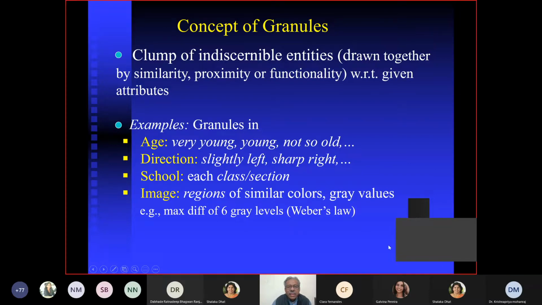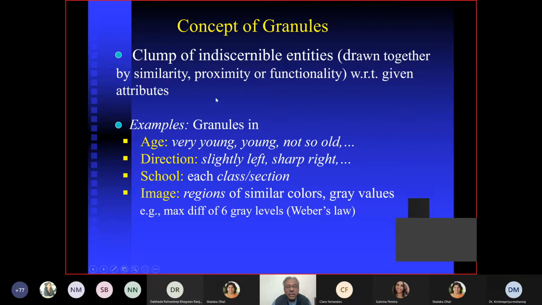Similarly, in a school, each class or section can be called a granule, because that section in the class is determined either by age group, or by marks obtained in the previous class, or by sex, and so on. Similarly, in an image, there are 6 consecutive gray levels: 1 to 6, 2 to 7, 3 to 8, and so on. As per Weber's law, our naked eye cannot discriminate them, so I can call it a granule.